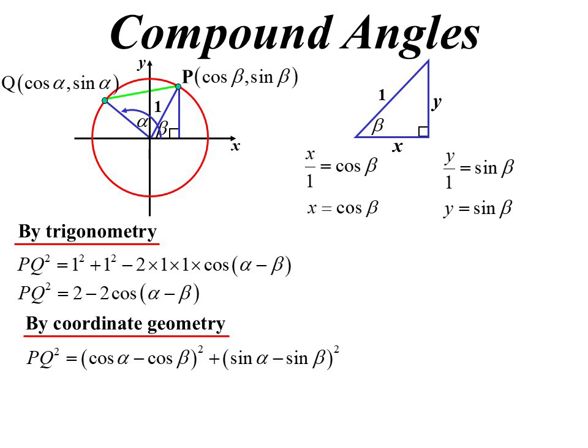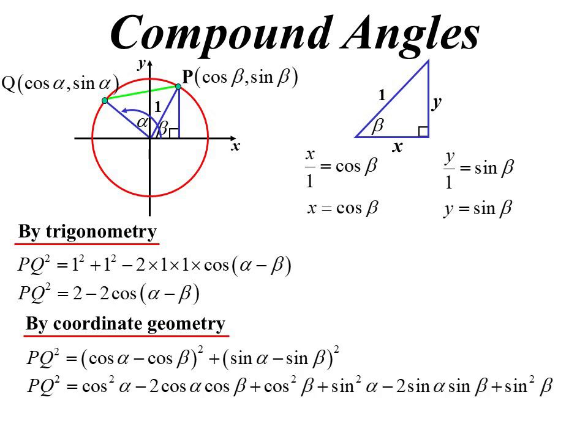Now I know that the difference in the x values squared plus the difference in the y values squared would be PQ squared. Pythagoras' theorem, basically. Expand all that out, and you'll notice we've got some cos squareds plus sine squareds, which we know is equal to 1. So all of that tidies up to be 2 minus 2 cos alpha cos beta minus 2 sine alpha sine beta. Yet they're both equal to PQ squared. So these two expressions must be the same.